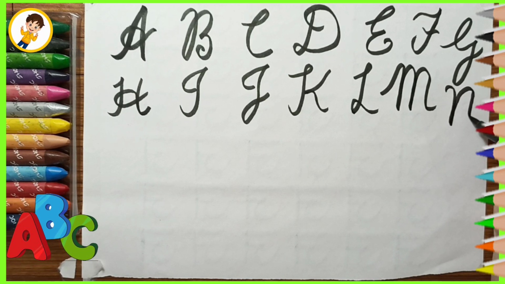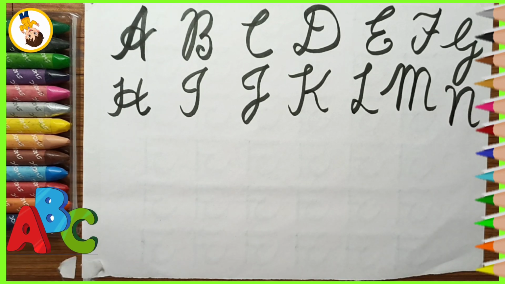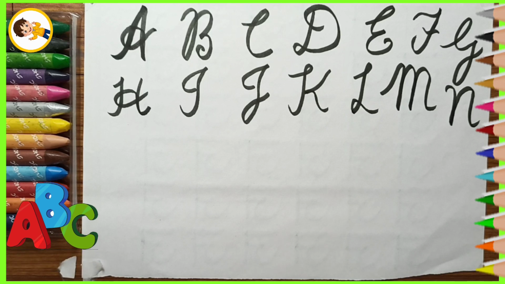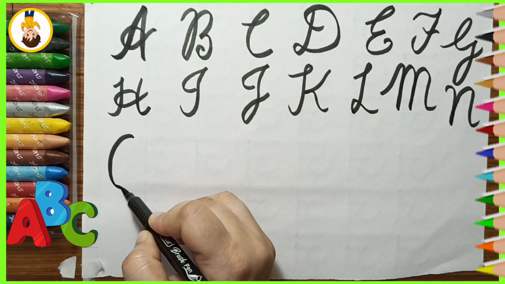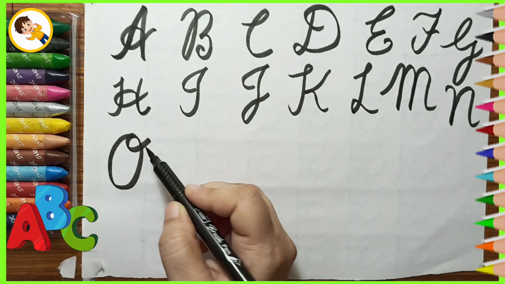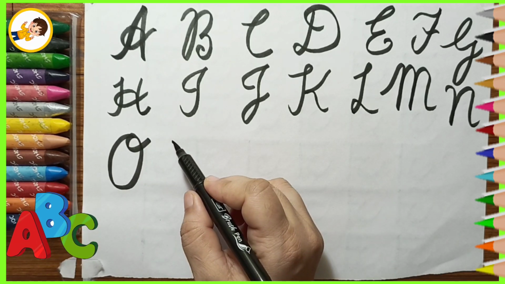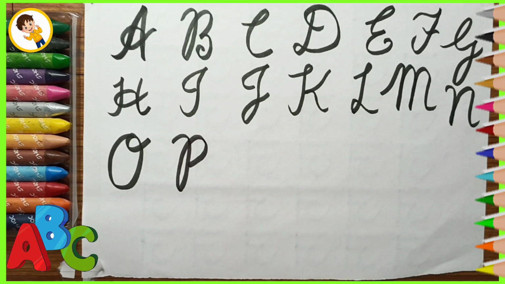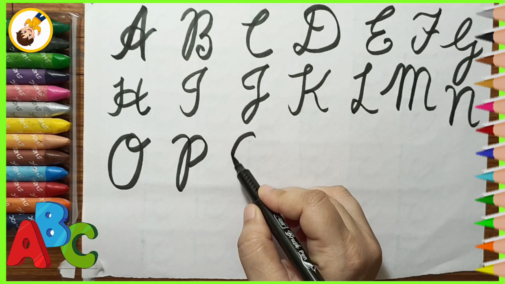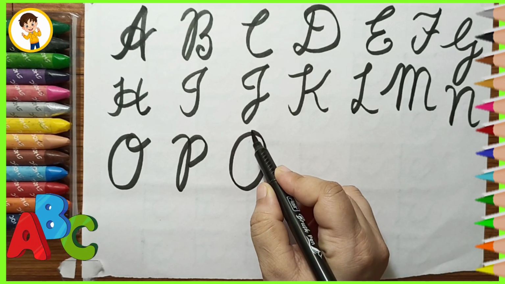N. N for nose. O. O for octopus. P. P for parrot. Q. Q for queen.